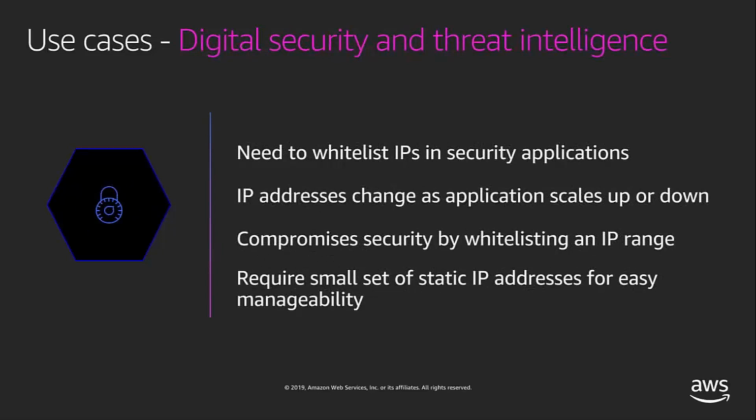The final use case we are highlighting here is in case you have a digital security and threat intelligence app in which you need to whitelist IP addresses in your security applications that may be spread in devices around the world. These IP addresses change as the application scales up or down, and you need to add EC2 instances and load balancers, and this might compromise the security by whitelisting an IP range that might not be healthy anymore. And so here, what you're looking for is a small set of static IP addresses that you can hand over to your devices and your security applications around the world, so that it becomes really easy for you to manage anything that is behind the static IP addresses without having to change anything in your client front end.